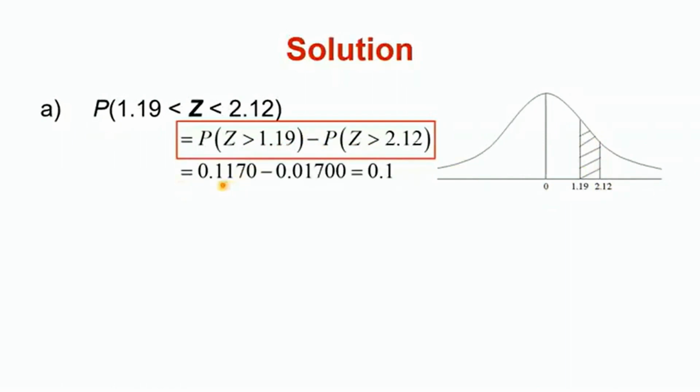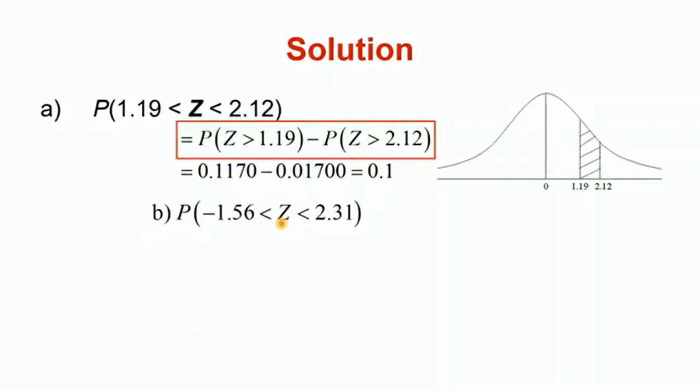And then I have 0.1170 minus 0.017. These two values come from Table 1, the values of probability based on different values of Z. And then the final answer is 0.1.